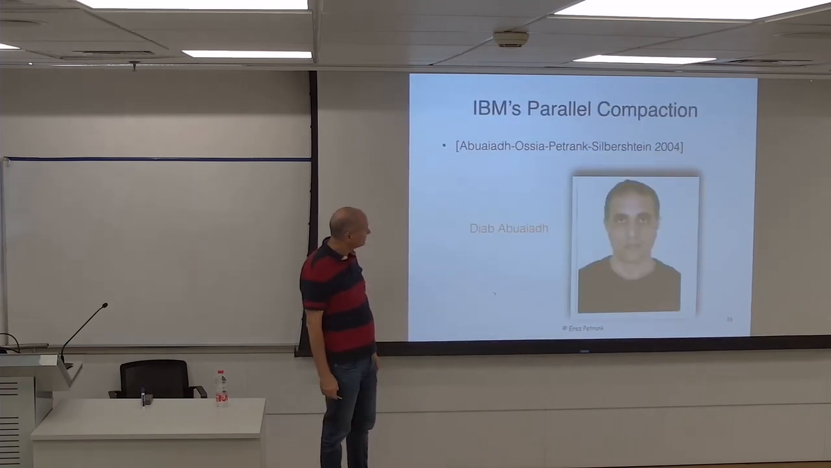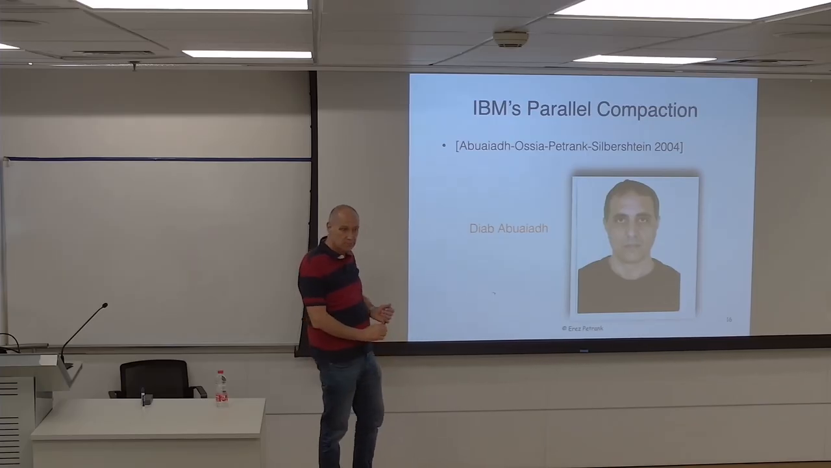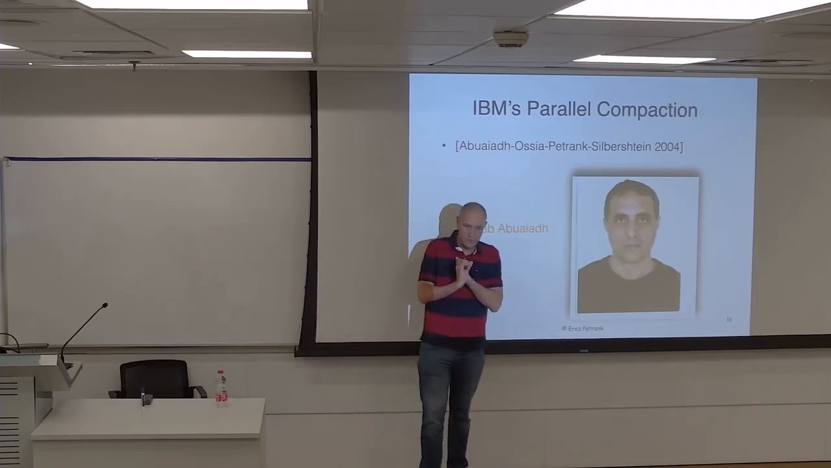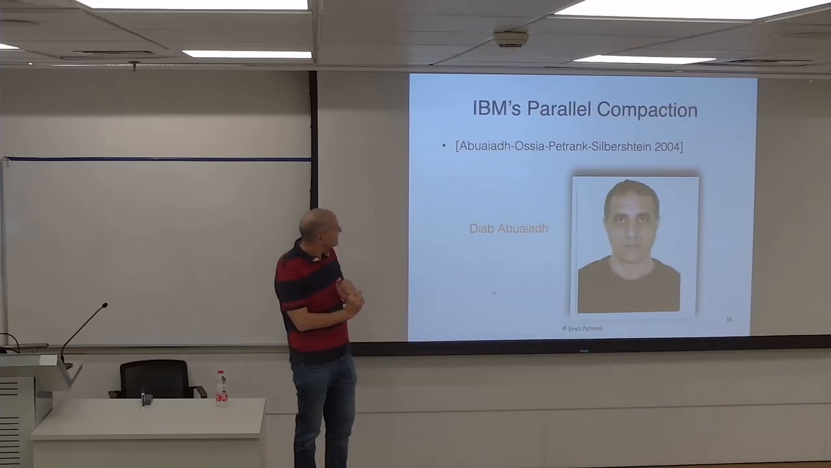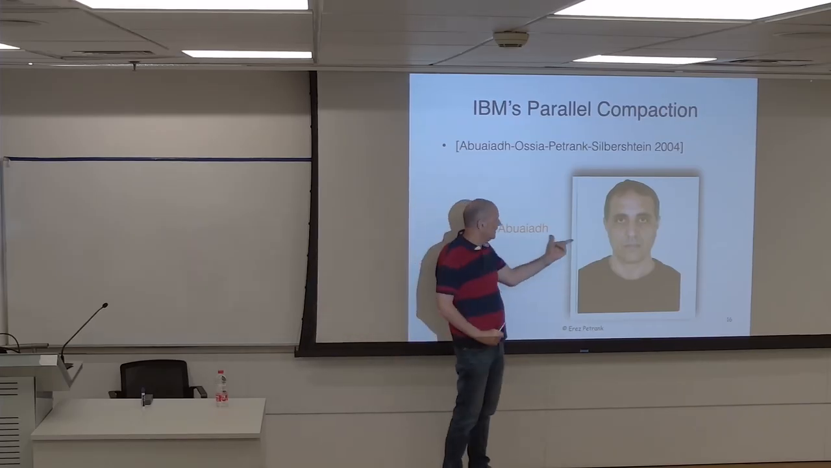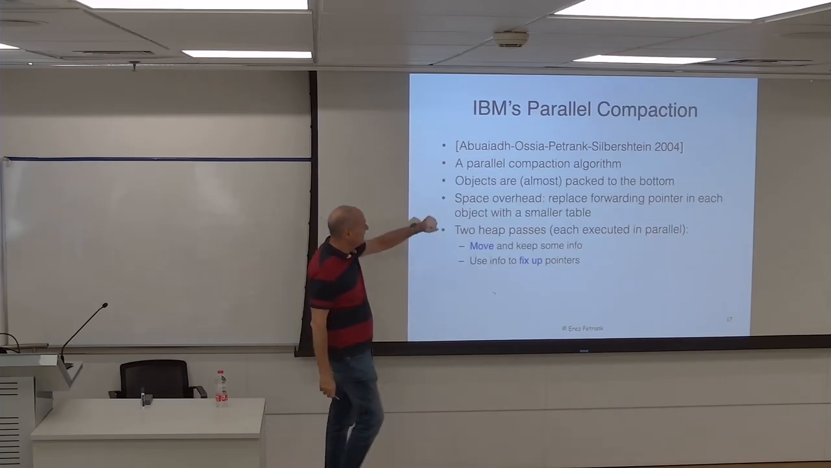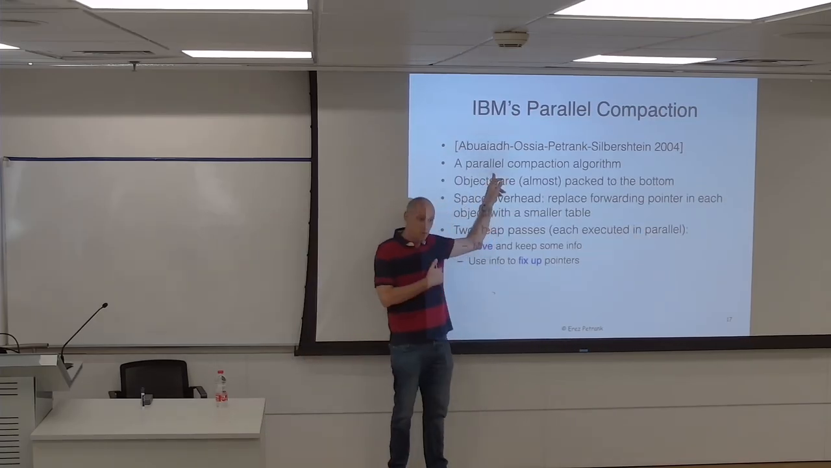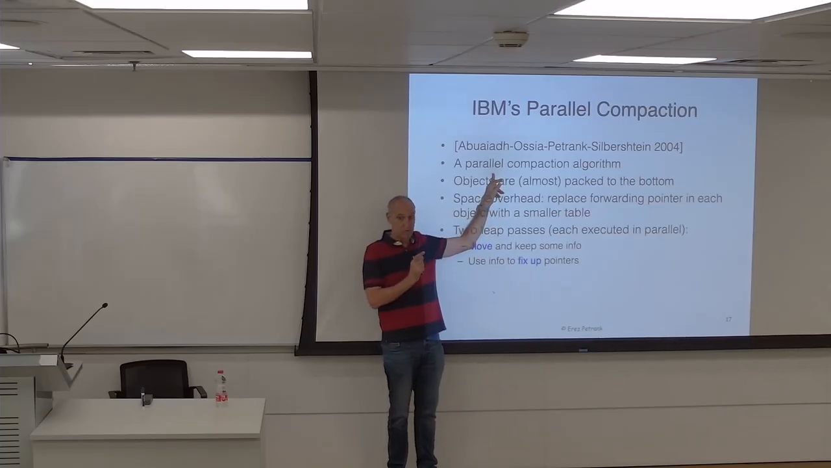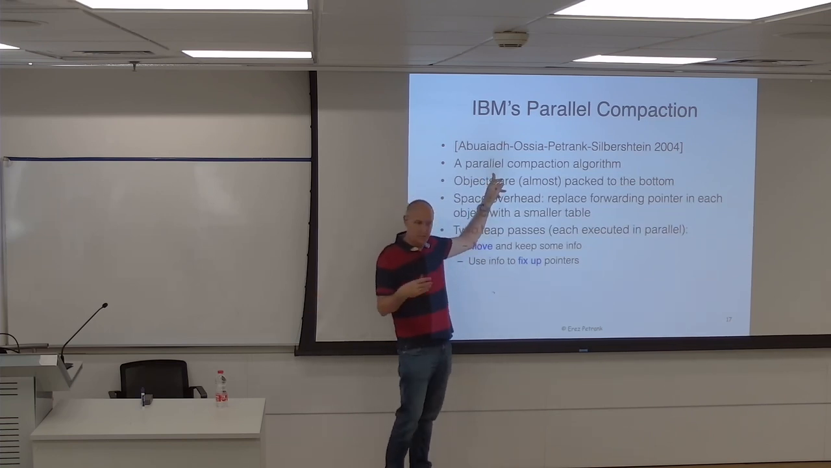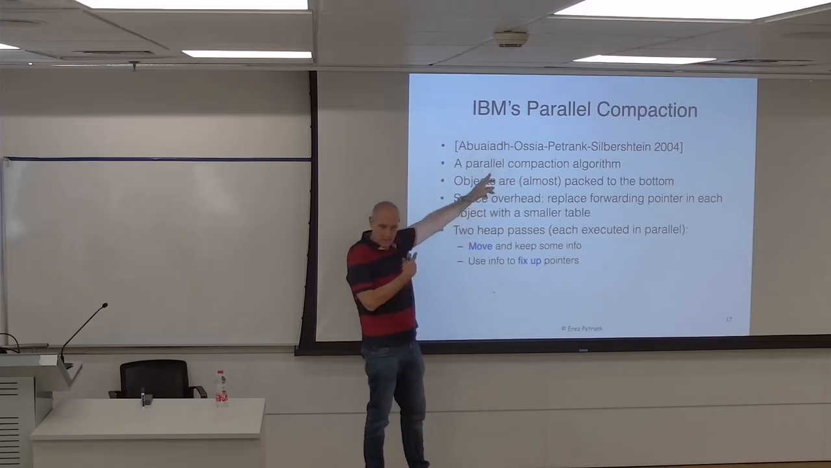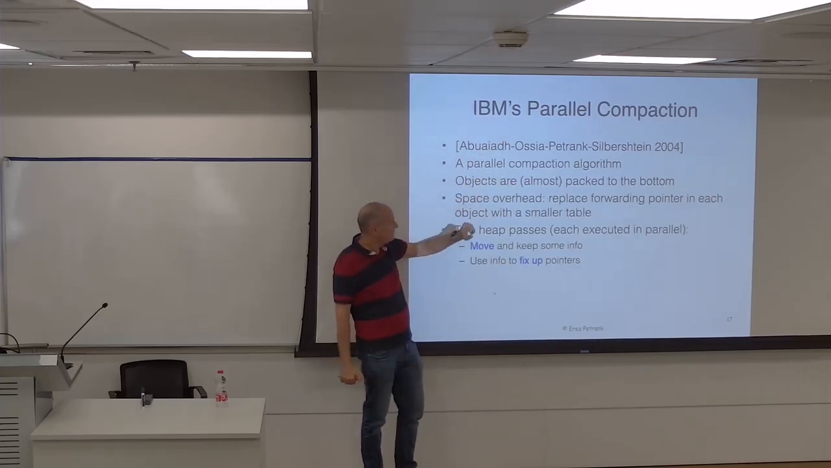Okay, so let's move to the next method, our last for today. This is by IBM, and this was led by Diab Abu Ayad. So this is going to be a parallel compaction algorithm. In the threaded algorithm, we already had the good properties that we want, like two passes, no space overhead, everything looked perfect, but we don't know how to parallelize it. So this is going to be a parallel one.